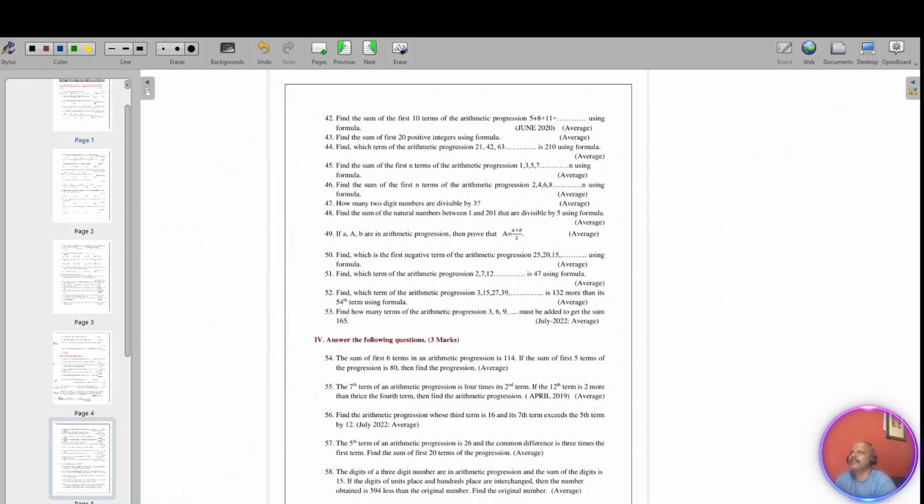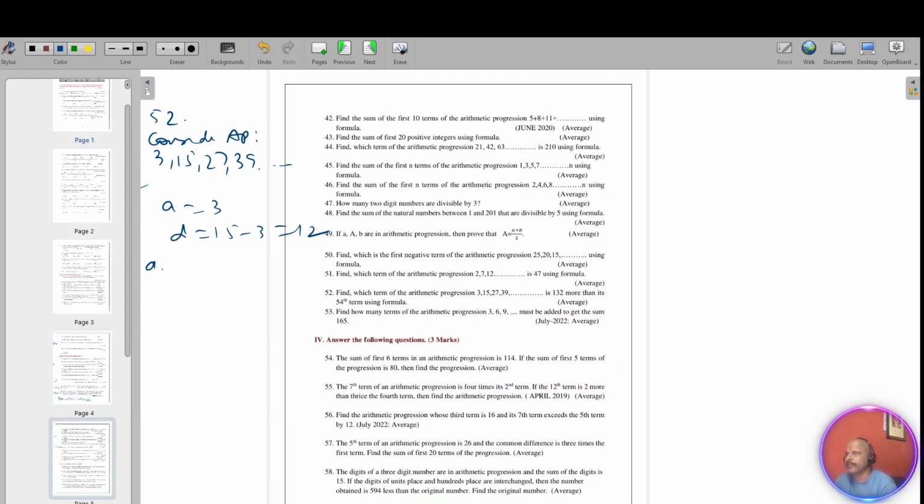Question 52. Find which term of this AP is 132 more than its 54th term. We'll solve this also. This is also there in the textbook actually. You can solve it, but I'll recap it. Consider the AP 3, 15, 27, 39 and so on. So here what is A? 3. D is equal to 15 minus 3, 12. Read the question. Which term is 132 more than the 54th term?